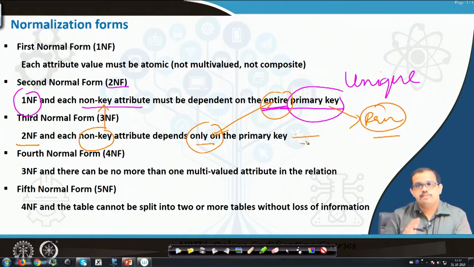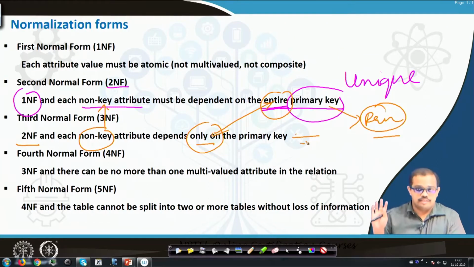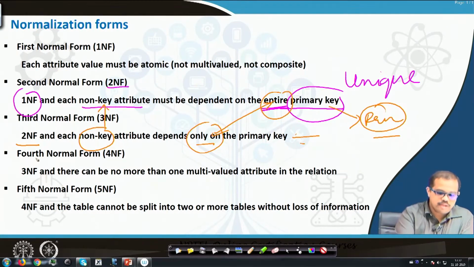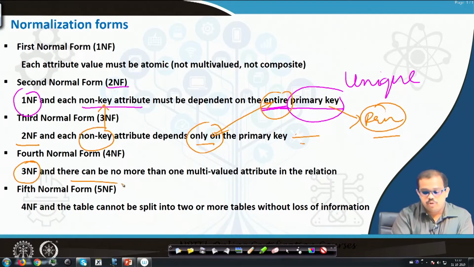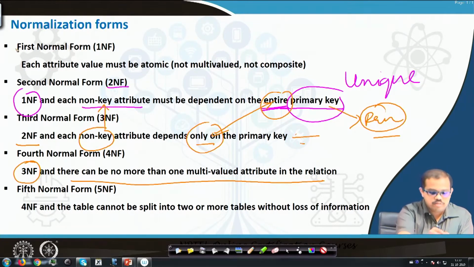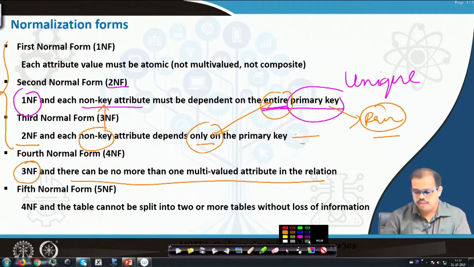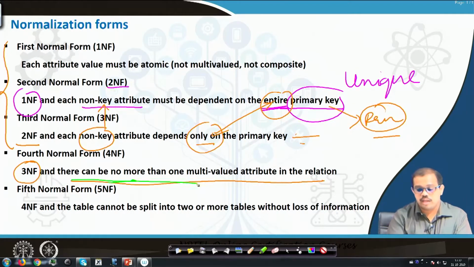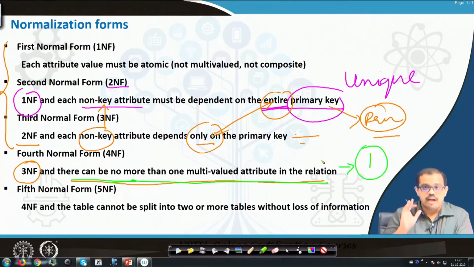Now, the next stage is fourth normal form, which means extremely organized. If you want to make it extremely organized, you should have your data already in the third normal form, and there can be no more than one multi-valued attribute in the relation. Till here, in these three forms, we did not have any kind of multi-valued attributes, but in the fourth normal form any relation can have only one multi-valued attribute. That is the fourth normal form.